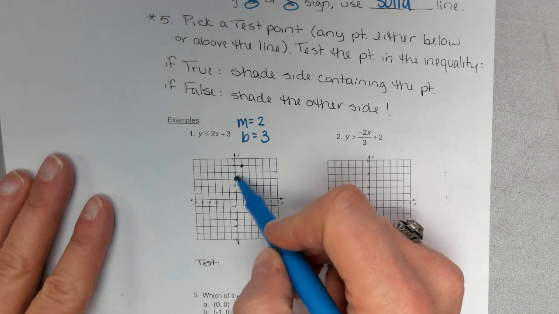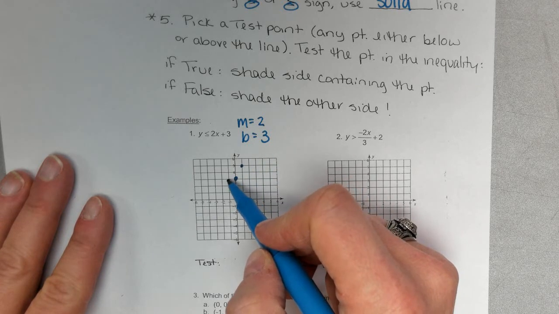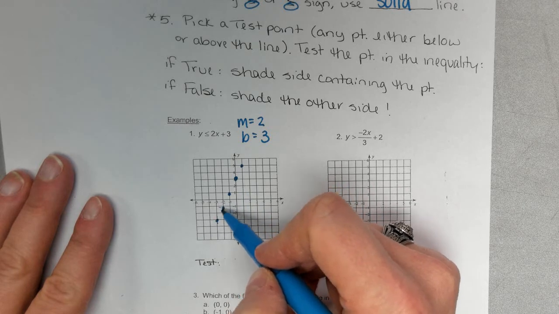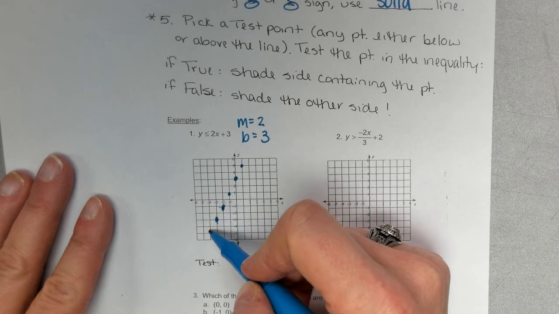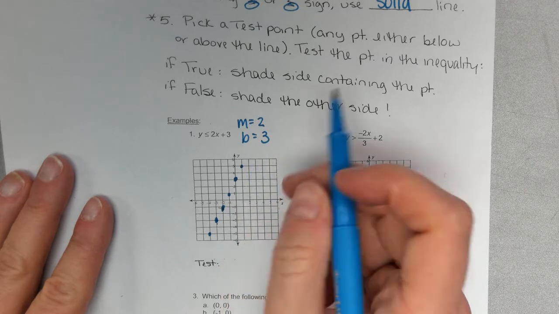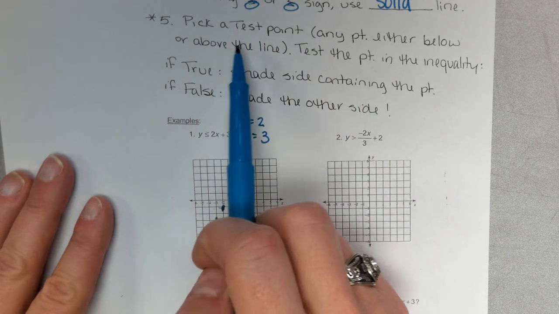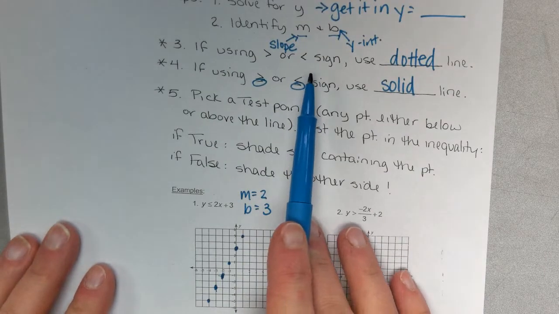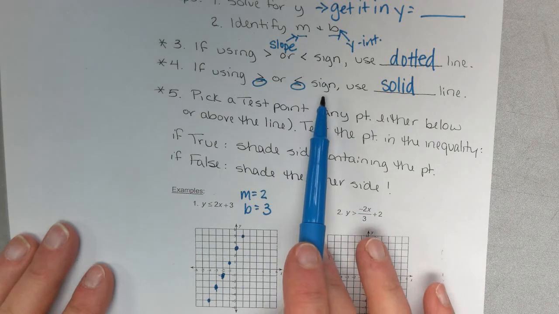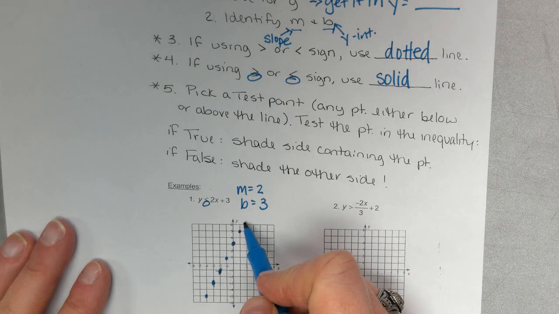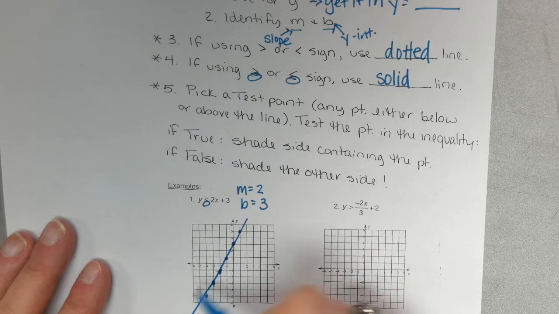Okay? Now we've run out of room here. So we're going to go over 1 down 2, over 1 down 2, over 1 down 2. It's supposed to be on the line there. Okay. So now it says if it's greater than or less than, we use a dotted line, but it has the equal to on the bottom, use a solid. So because we have the equal to here, we are going to go ahead and make a solid line like you normally would, okay?